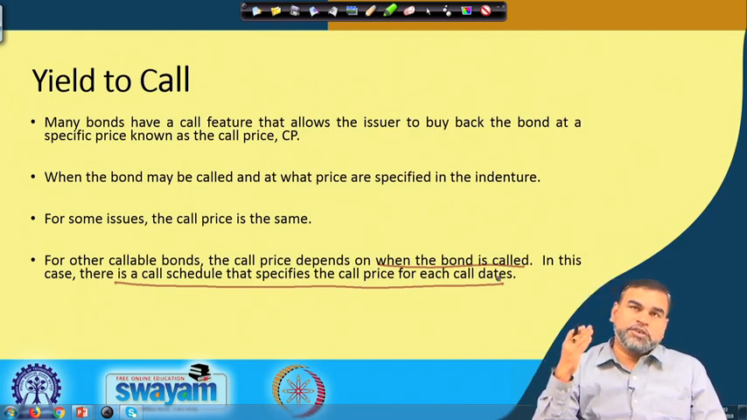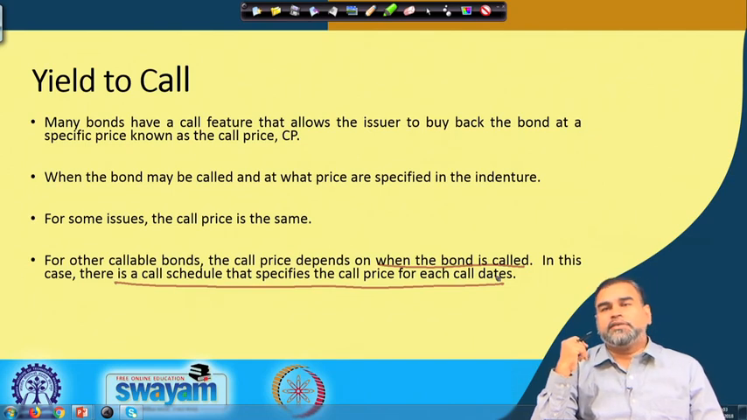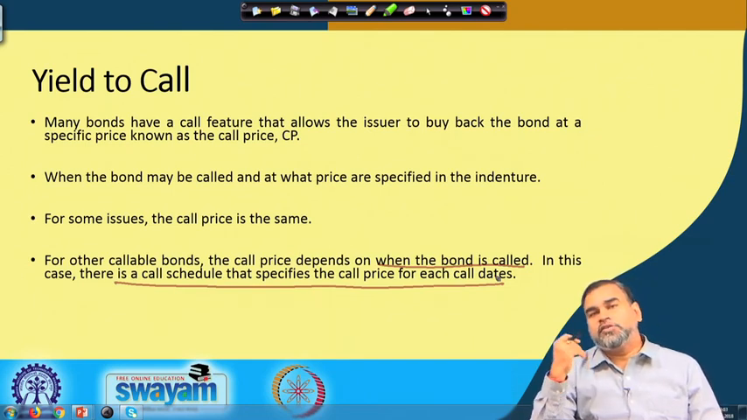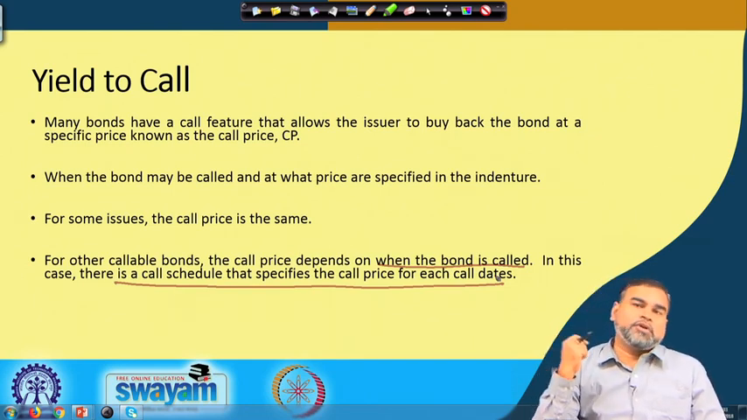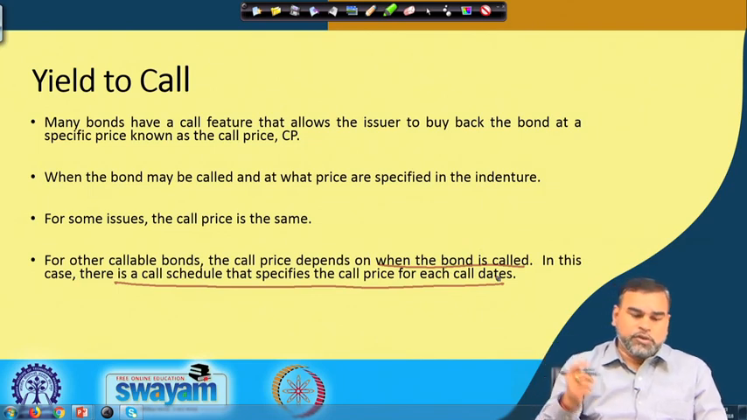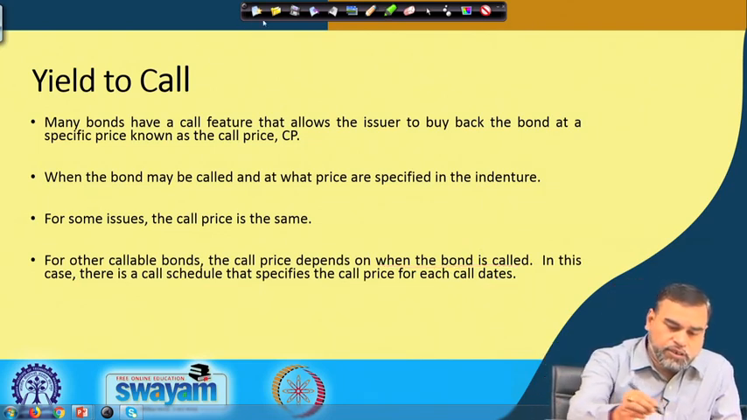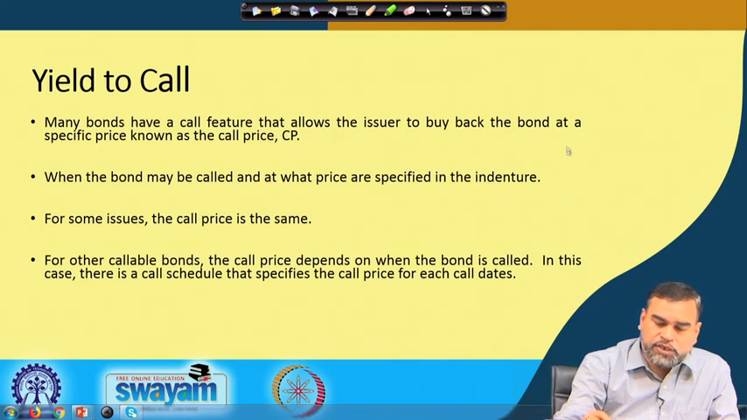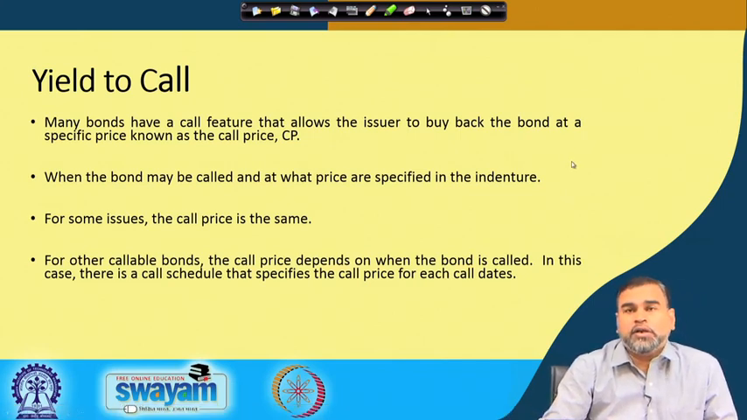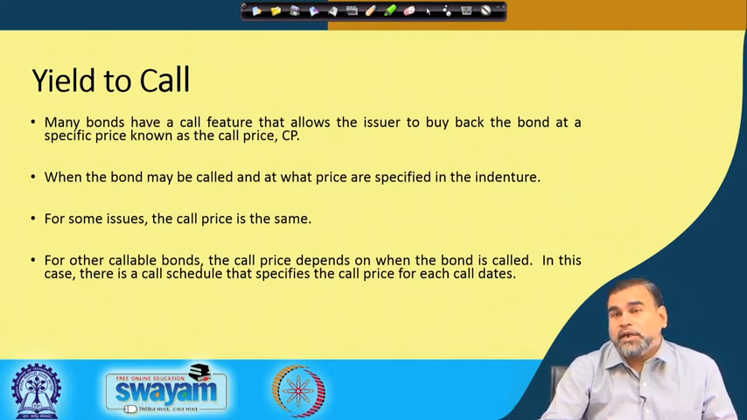So, the whole schedule of the call price of the bond is mentioned from the beginning, whenever the particular bond was issued. On that basis, the indenture provision, or basically the legal provisions, already explain what kind of call price schedule is available for that particular bond, and the bondholder or the investor is fully aware of what kind of price they are going to get if the bond is bought back by the issuer.